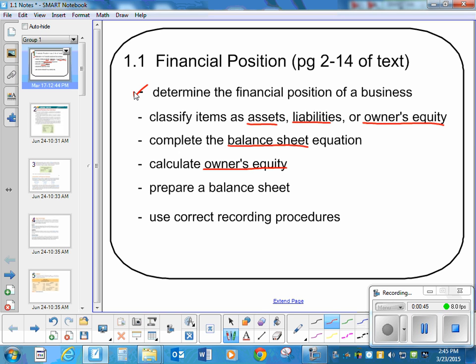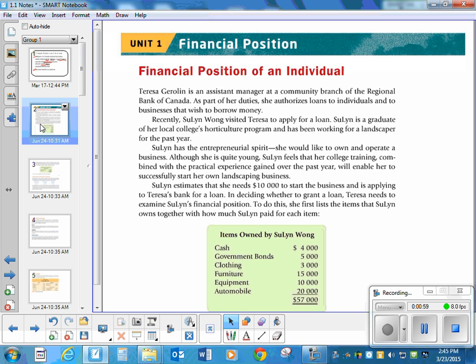We're also going to talk about some general procedures that you use when you're filling out, making a form for either your banker, for the person you're asking for a loan from, and so forth. So when we're talking about the financial position of an individual, we're talking about everything that they either own or they owe. And the textbook uses a person by the name of Su Lin Wong.